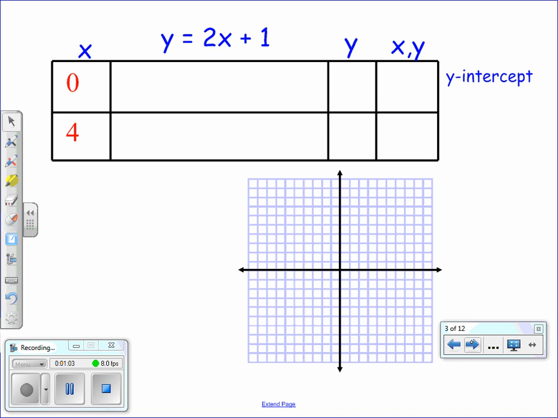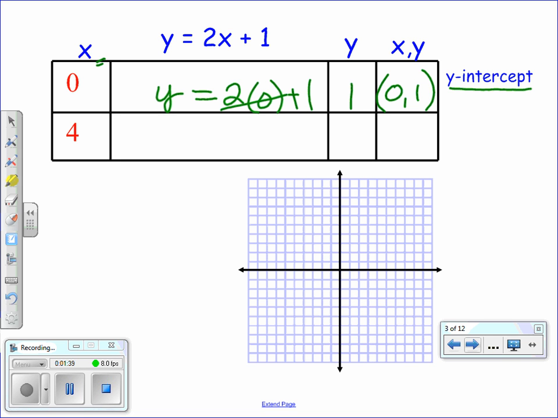Let's take a second and look at our equations really quickly to review. When x is 0 in the equation y equals 2x plus 1, what will y equal? y will equal 2 times 0 plus 1. So when x is 0, y is 1, and our ordered pair is (0, 1). That, in fact, is the y-intercept, because remember, when we found the y-intercept, we always made sure that x equaled 0.